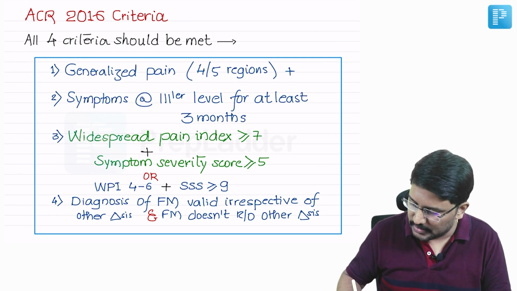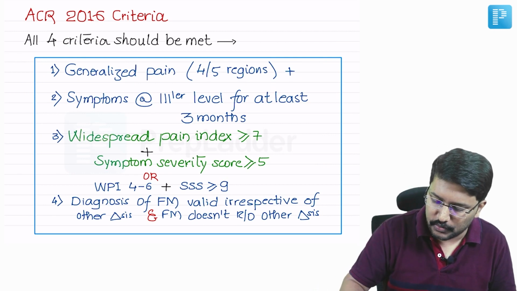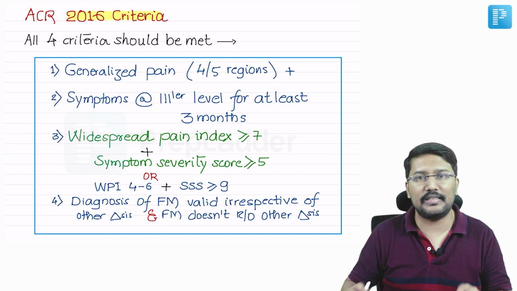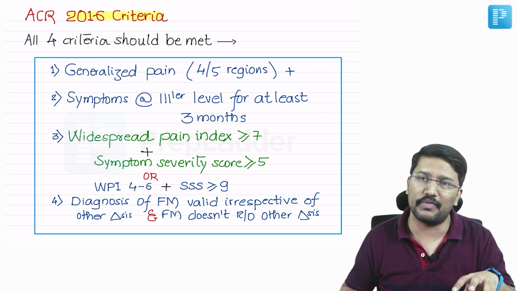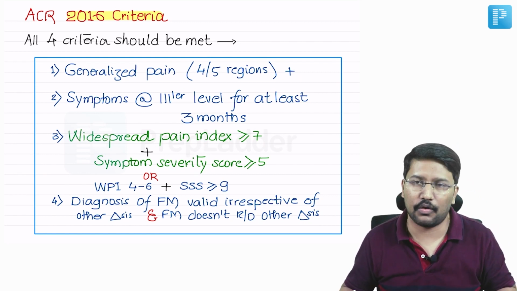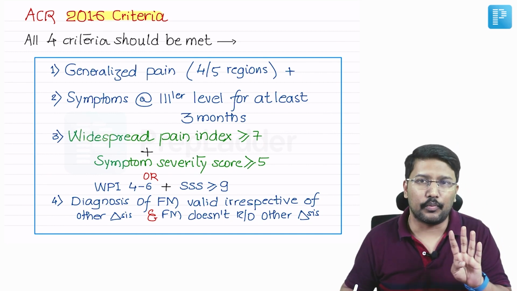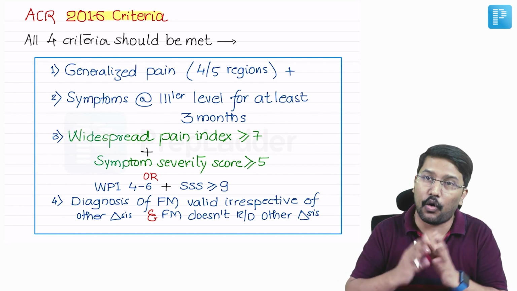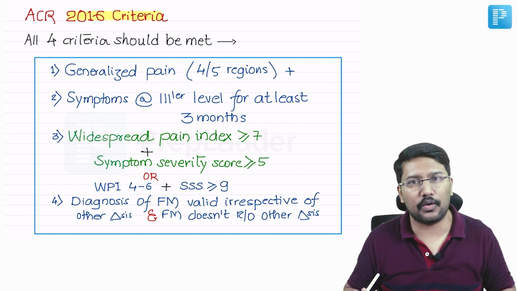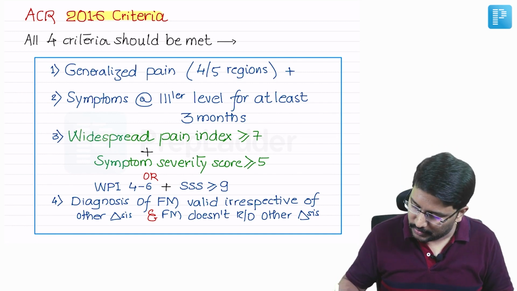To modify that, we have this latest criteria, not very latest, from 2016 we are using it. So ACR 2016 criteria is what we use for the classification of fibromyalgia now. According to this criteria, there are 4 important points to be satisfied. When all 4 are met, only then we call it fibromyalgia.